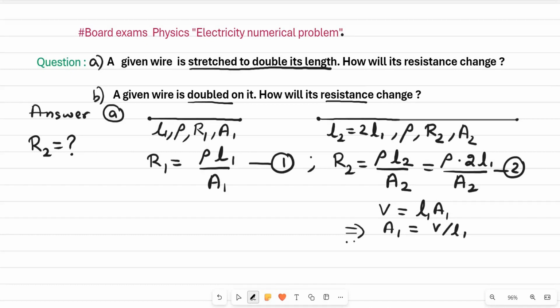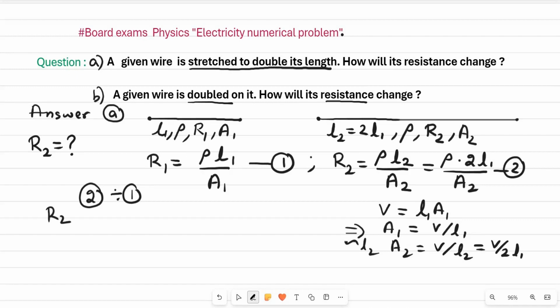Similarly, we can write A2. A2 is V by L2. But what is L2? L2 is twice L1, because length was doubled. So these are the expressions for area. Now when we have to tell what is the change in resistance, it means we have to tell the new resistance in terms of the initial resistance. For that purpose, we have to compare equation 1 and 2. So we are dividing equation 2 by equation 1. Divide left hand sides and divide right hand sides.